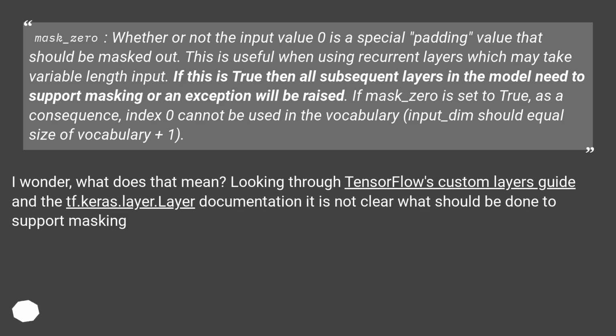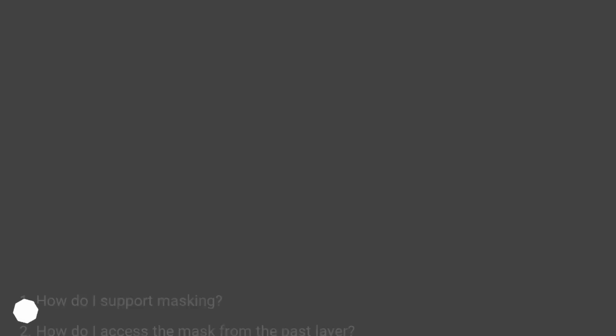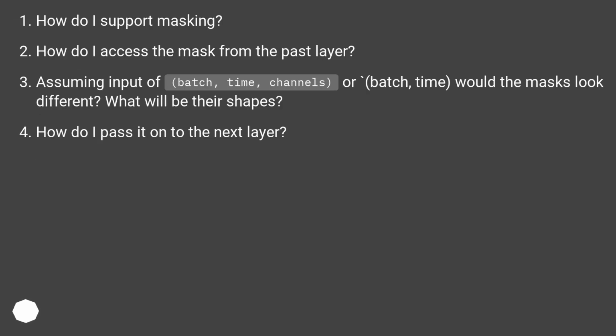Looking through TensorFlow's custom layers guide and the tf.keras.layers.Layer documentation, it is not clear what should be done to support masking. How do I support masking? How do I access the mask from the past layer? Assuming input of (batch, time, channels) or (batch, time), would the masks look different? What will be their shapes? How do I pass it on to the next layer?